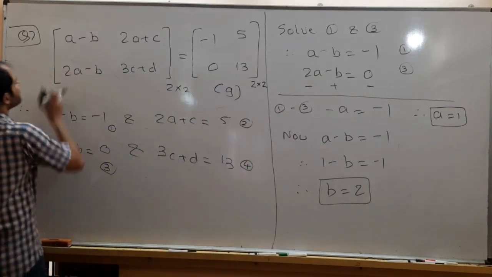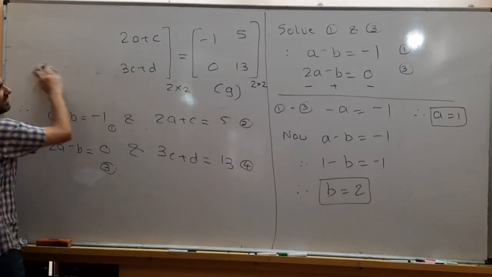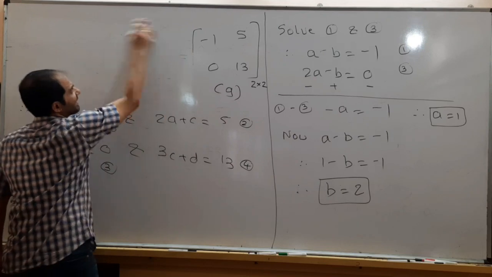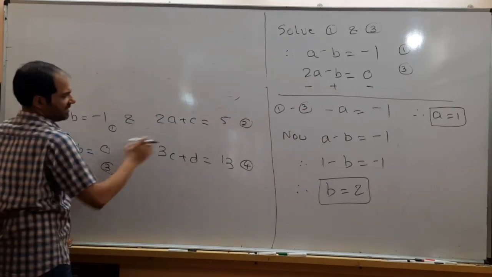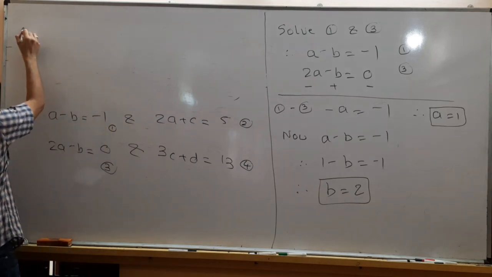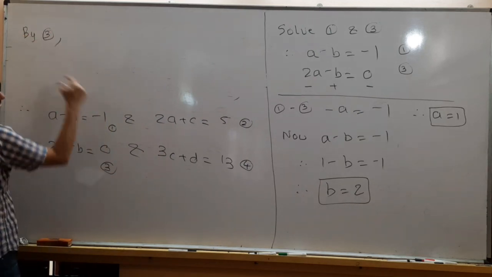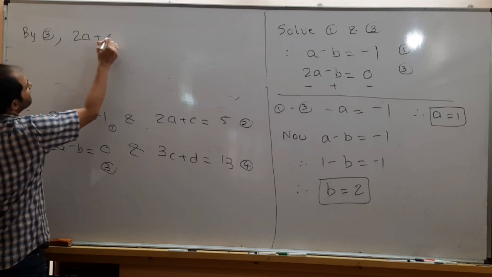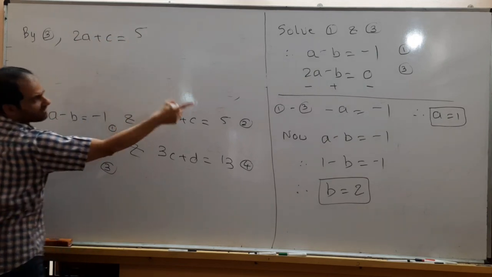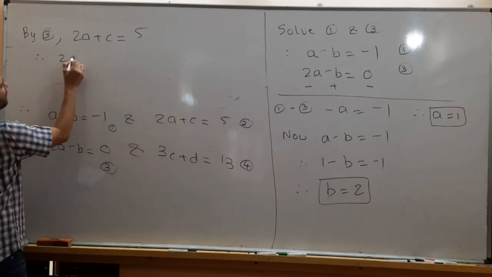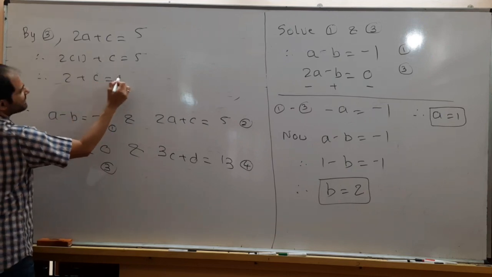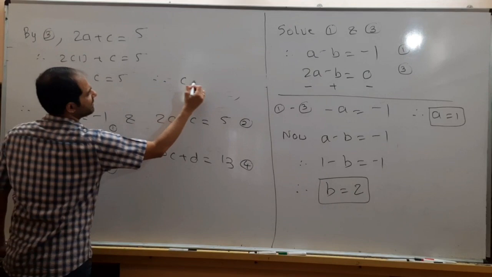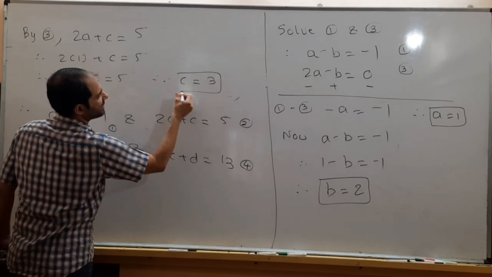See, now the work is cut out. Now it's very easy. We have found out A and B. So now it's really easy. By 3, I have 2A plus C is equal to 5, and I will put A is equal to 1. So 2 into 1 plus C is 5. So 2 plus C is 5. Therefore C is 3. 5 minus 2, C is 3.